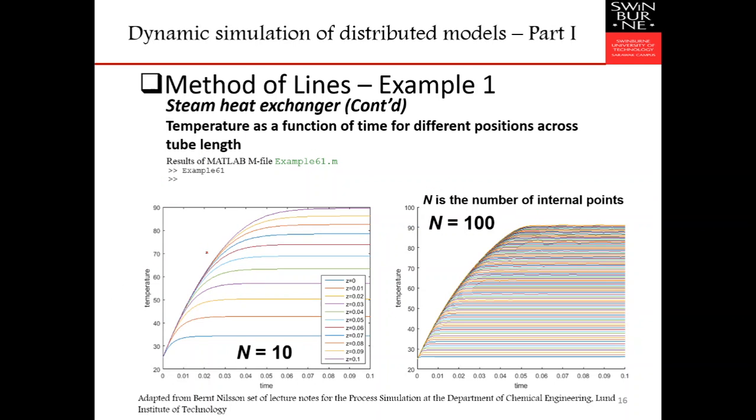Once we run this example 6.1, we will get this figure here. The figure on the left-hand side is when we have 10 internal grid points, and the figure on the right is when we have 100 internal grid points. As you can see, the temperature is a function of time, and it is also a function of position. This one is a function of time at z equals 0, this one is at z equals 0.01, and so forth until z equals 0.1. The result will be finer if we use more internal points.